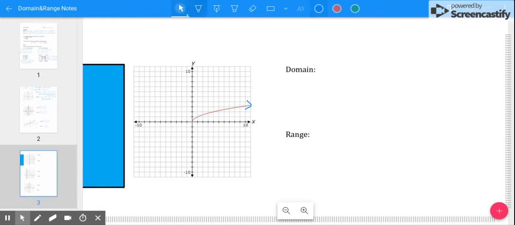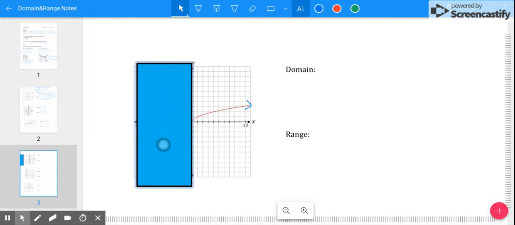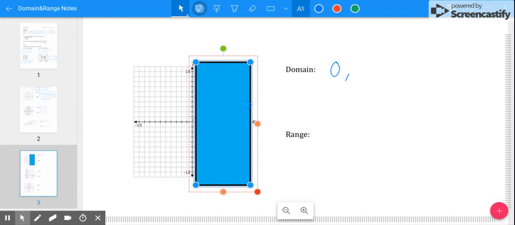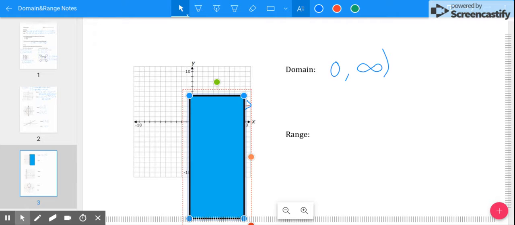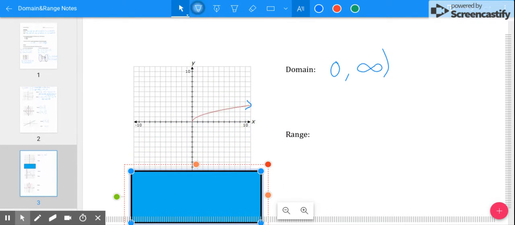So for our domain, we'll slide over now our index card, and the first place that it touches is here at the y-axis, so that's actually the x value 0. And then if we slide the index card the whole way to the end, again, we run into that arrow that we just added, so an infinity. So I know automatically that that is a parenthesis. However, the 0 is at a solid dot because it doesn't appear that they put anything open there, so I can put a square bracket around it.